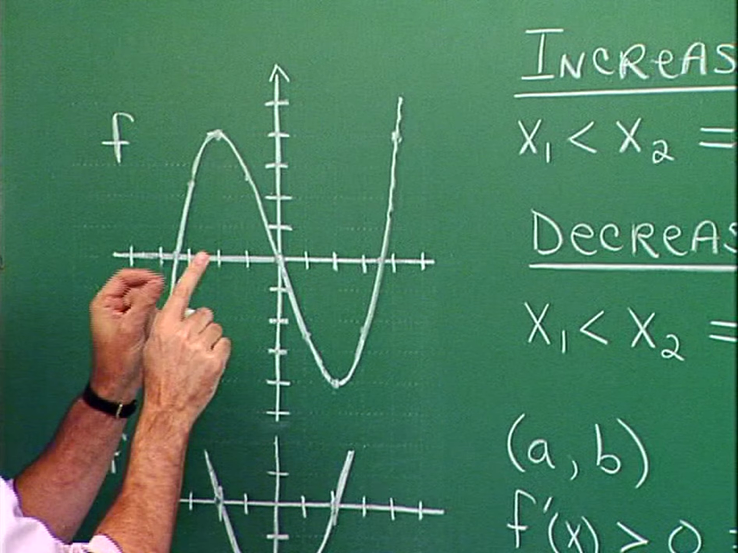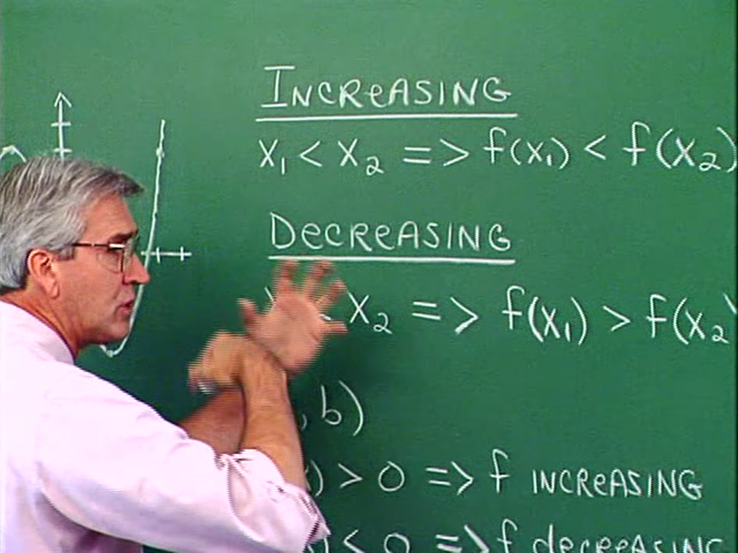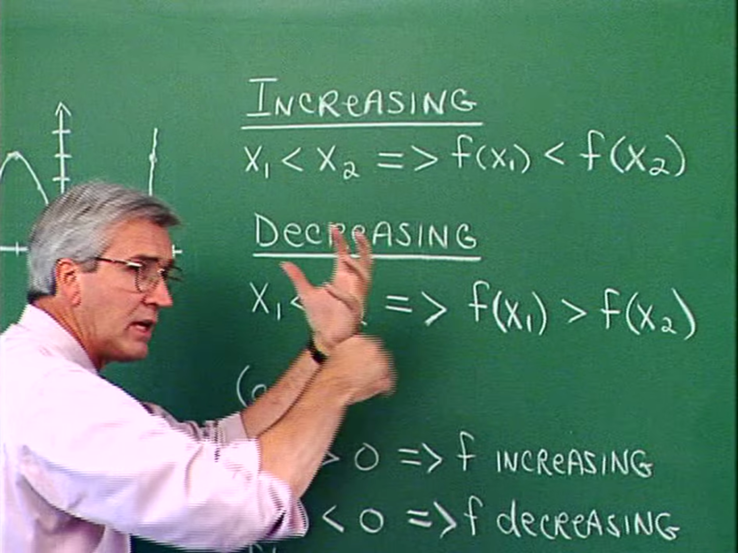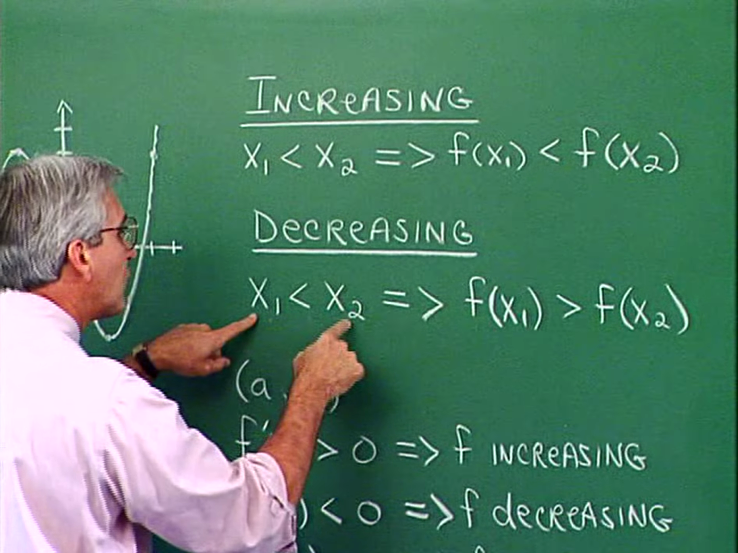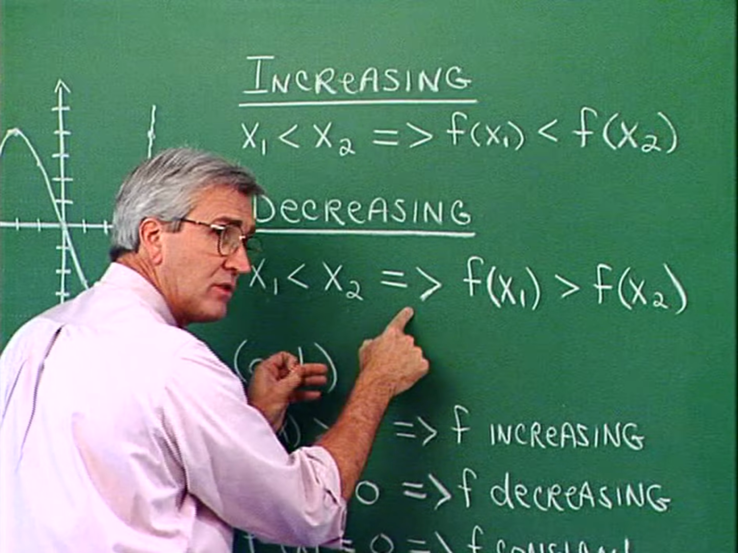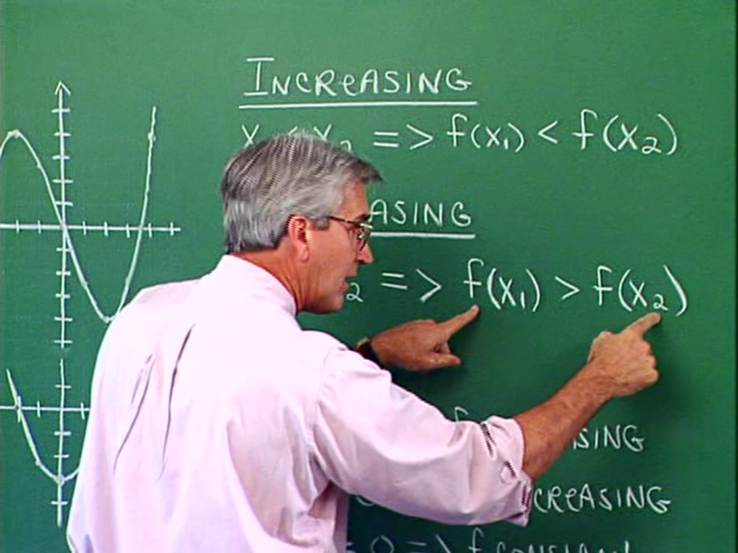That's what that says. Now, the decreasing idea is very similar: along a particular interval, we have a decreasing function if for every x1 that's less than x2, this implies that f of x1 is above, or greater than, f of x2.